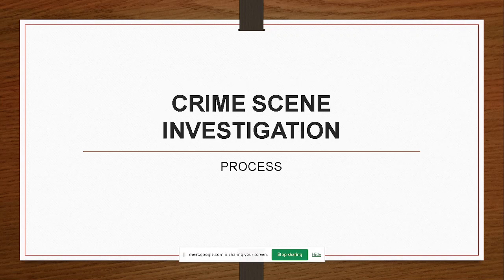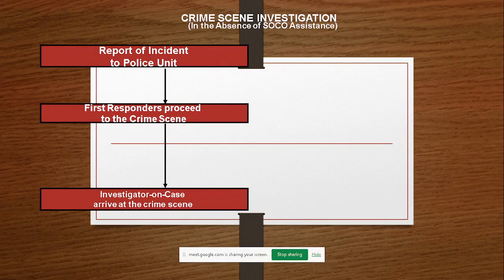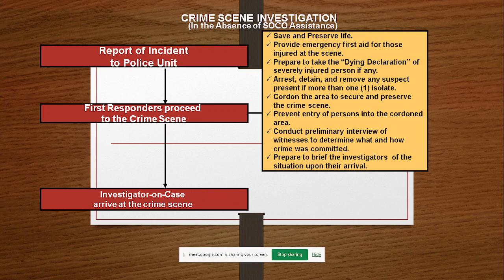So these are the significant activities in the crime scene. Again, what is crime scene investigation? It is the investigation of the crime scene or of the place where a crime had been committed. So what are the process in crime scene investigation? So upon the commission of a crime, a concerned citizen will be reporting such crime to the nearest police unit or to the police unit having jurisdiction over the place of incident. So kung sa Cavite nangyari yung krimen, and Police Cavite will be responding, di ba? So upon the report of the incident to the police, the first responder will proceed at the crime scene.